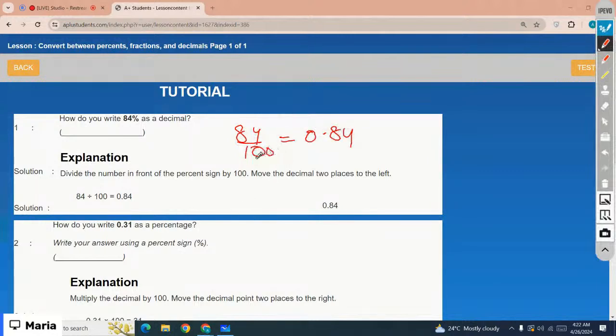Because you have two zeros here, you need to move two places left. That would be 0.84. Got it? And the next one is, how do you write 0.31 as a percentage? Simply multiply this number by 100. That would be 31%.